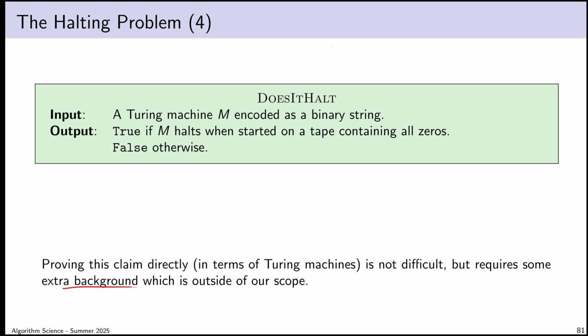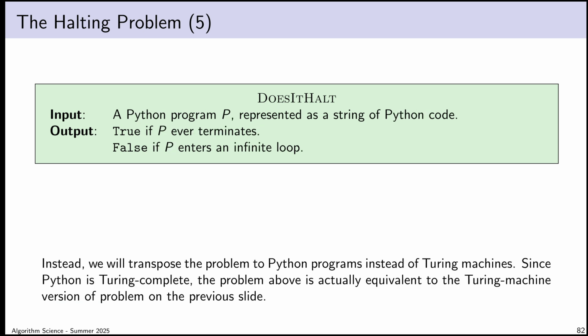So I'm going to take this classic representation of the problem and move it over to a similar, it turns out equivalent, problem, but stated not in terms of Turing machines, but in terms of Python programs. It actually turns out this is the same problem because any Turing machine can be converted to a Python program and any Python program can be converted to a Turing machine. Okay, what do I mean by that?